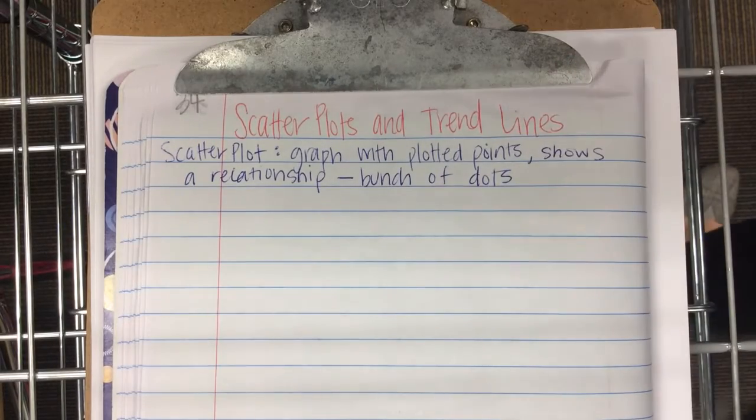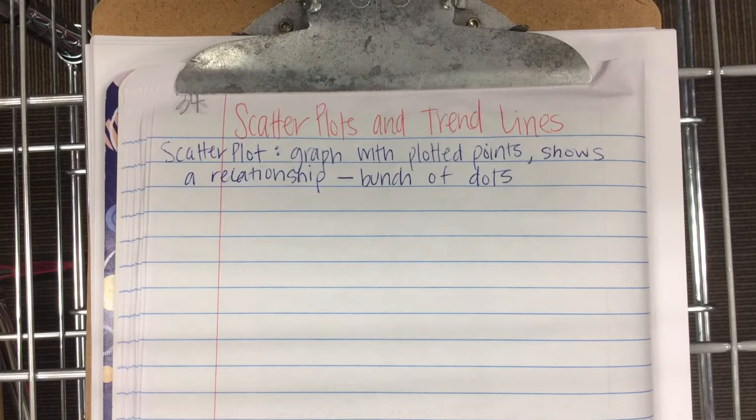It's a scatter plot. The word scatter means non-linear, right? They're scattered around, they're everywhere. A scatter plot is a graph with plotted points, so it's made up of ordered pairs. Those pairs show a relationship. It's just a bunch of dots. There are no lines, nothing's connected, no bars, any of that.